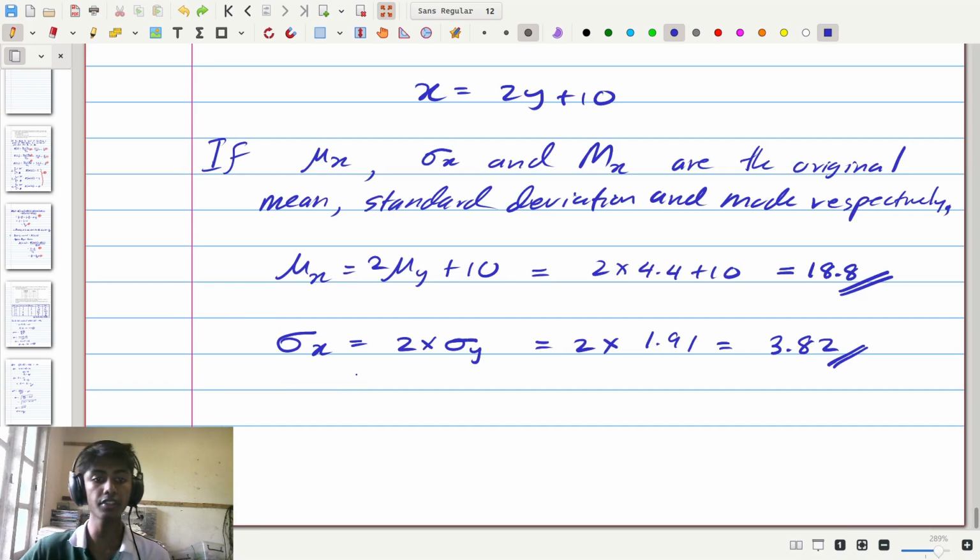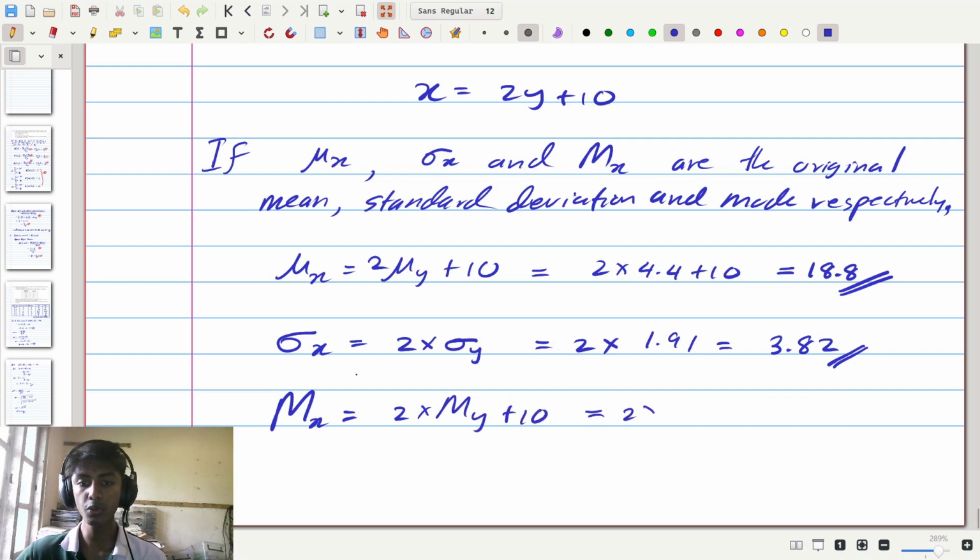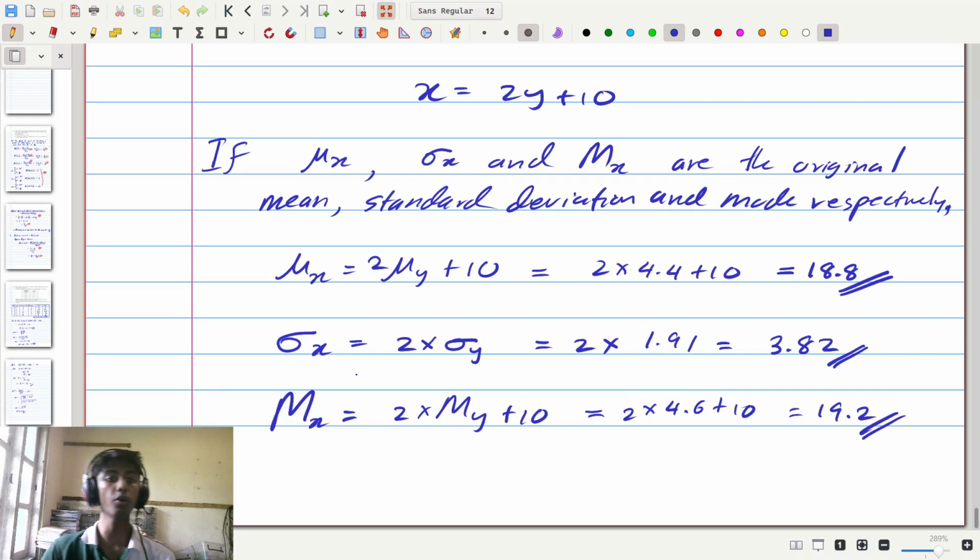And finally, if you consider the mode here, Mx is equal to 2 times My plus 10, which is equal to 2 times 4.6 plus 10, which is going to be equal to 9.2 plus 10, or 19.2. And therefore, the original mode of the original data is equal to 19.2. And with that, we are done with this question.